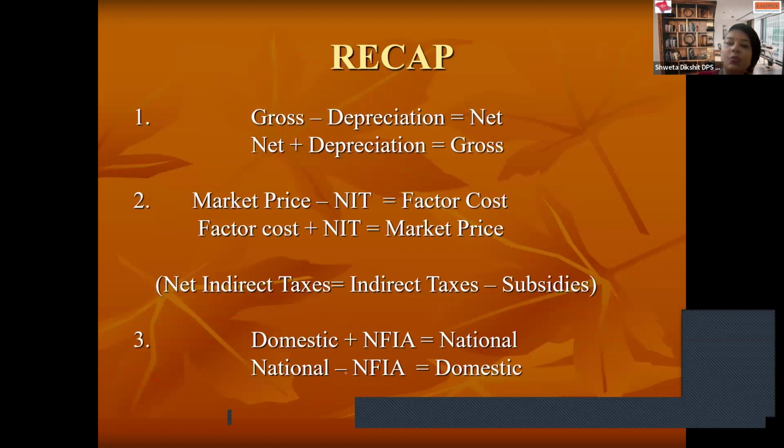So let me revise once with you that I basically taught you the concepts of gross and net, which is made with the help of depreciation. Gross minus depreciation is equal to net. Net plus depreciation is equal to gross. MP minus NIT is equal to factor cost, and factor cost plus NIT is equal to market price. Domestic plus NFI is national income, and national income minus NFI becomes domestic income. So these are the basic conversions from one aggregate to the other aggregate.